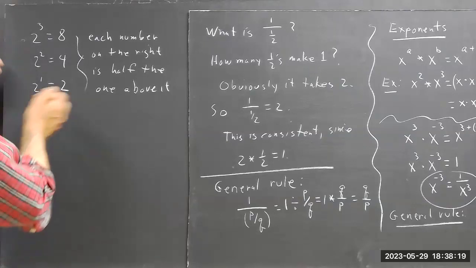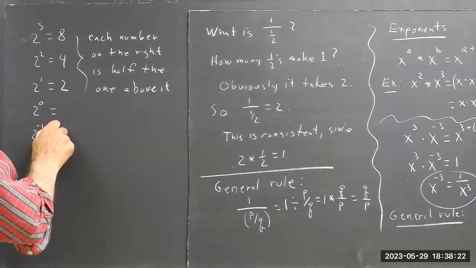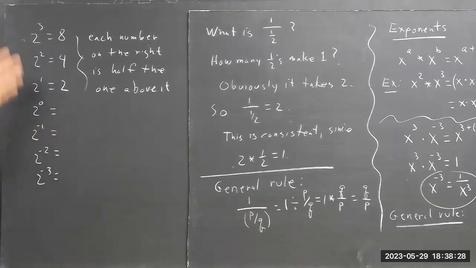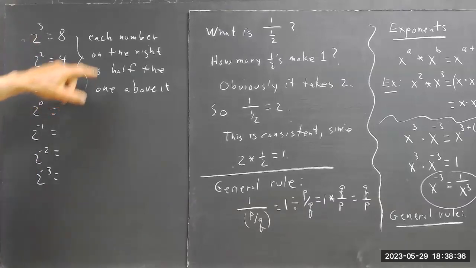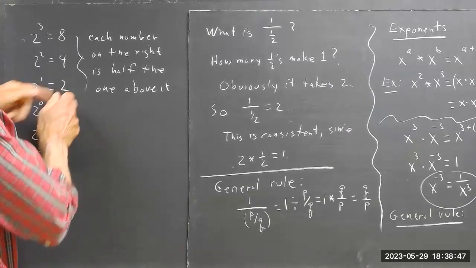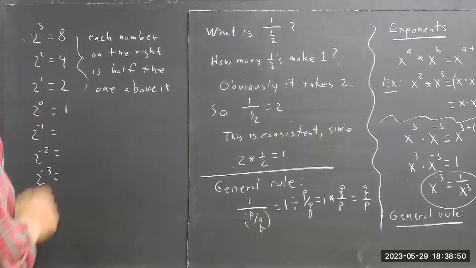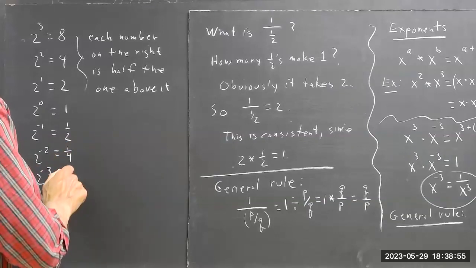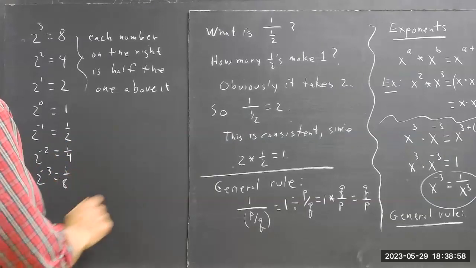If we continue, we go into the negative numbers. But right here is a list of powers of 2, from 3 down to negative 3, going down by 1 each time. Now, if we take the first 3 powers, we have the pattern that each number is half the one above it. And then this power should be half the number above it. Half of 2 is 1. Half of 1 is 1/2. Half of 1/2 is 1/4. Half of 1/4 is 1/8.